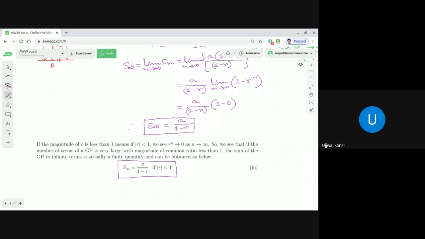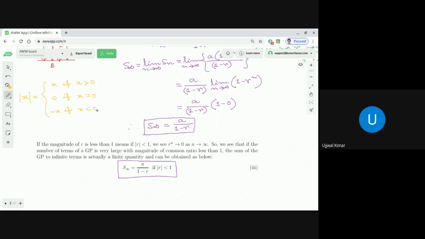Now some of you may have a little confusion about mod. What is mod? Mod is actually a non-negative value. We discussed earlier, if you remember, that mod of x is equal to x if x is greater than 0, equal to 0 if x is equal to 0, and equal to minus x if x is less than 0.